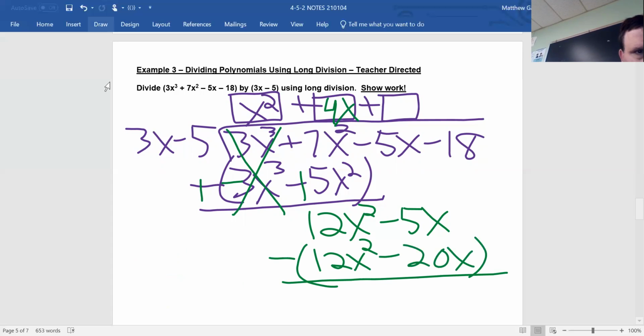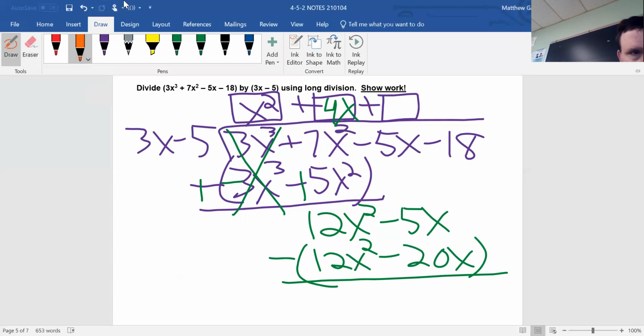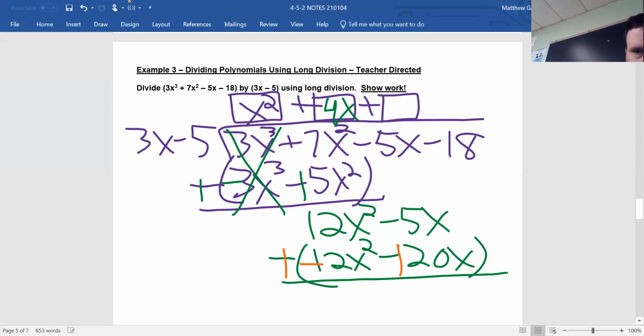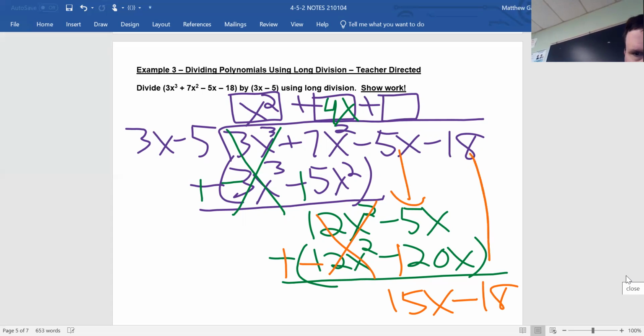Okay, so change your signs. So we got the 12x squareds cancel. Negative 5 plus 20 is 15x. And then drop the negative 8. So you know how we drop these. This will be an indication that we're done.